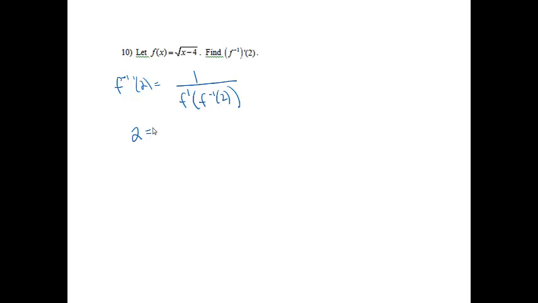So we'll have 2 equals the square root of x minus 4. I'm going to square both sides, so I'll get 4 equals x minus 4. Add 4 to both sides, I get x equals 8. So what I have just found now is that that answer is 8. So now my problem is 1 over f prime of 8.